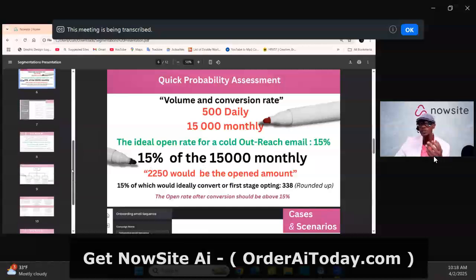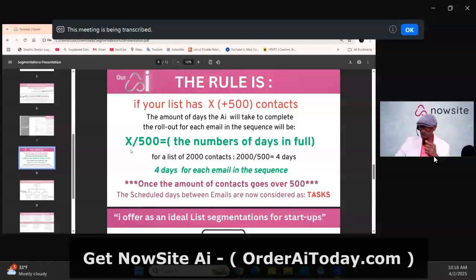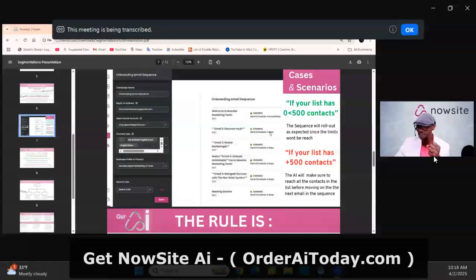So in an example where your list has 2,000 contacts, when the AI looks at the list, it will take that overall number divided by 500. The understanding you should have to plan out your email rollout for a list that is over 500 is that you take that number divided by 500, and that will be the number of days you need to factor in for the rollout between each one of these emails.